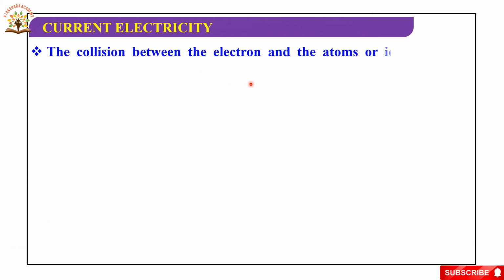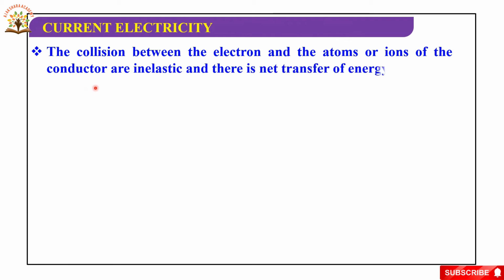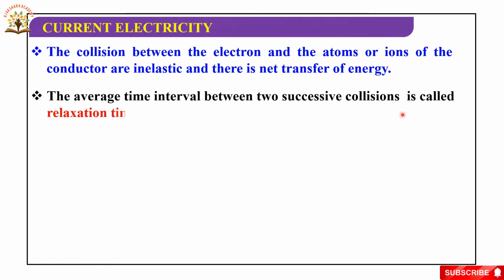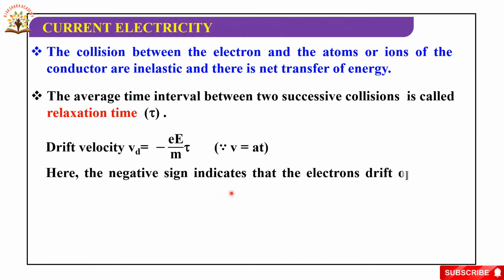The collisions between the electrons and the atoms or ions of the conductor are inelastic, and there is a net transfer of energy. The average time interval between two successive collisions is called relaxation time, that is tau. Drift velocity Vd is equal to minus E by m into tau, since v is equal to at. The negative sign indicates that the electrons drift opposite to the applied electric field.